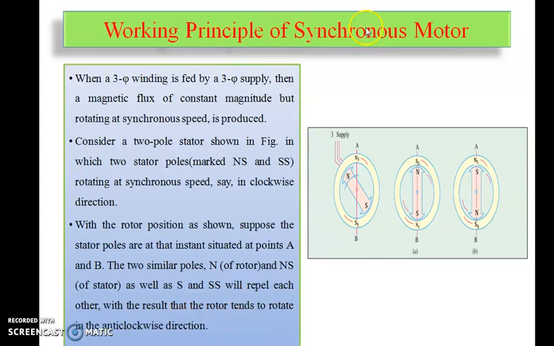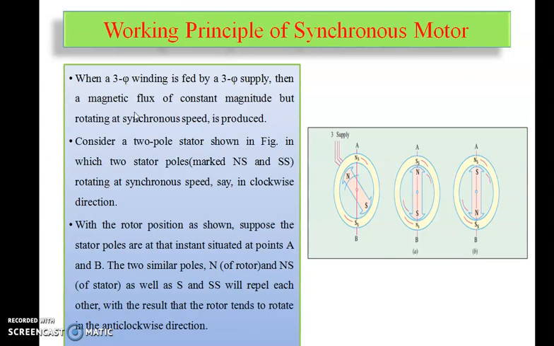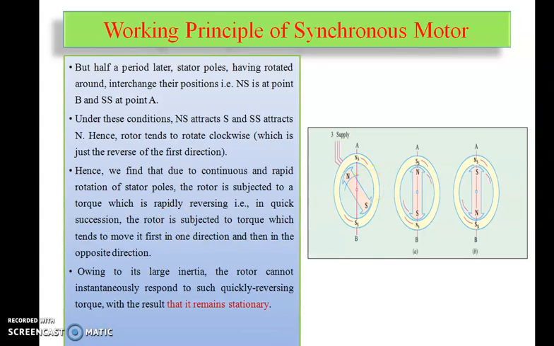As the name suggests, the synchronous motor always runs at synchronous speed, and it has two parts in construction, namely the stator and the rotor. The stator always has the main winding, which is supplied by three-phase AC supply, but the rotor has only the field winding, and it is supplied by DC supply. This DC is supplied to the rotor through a commutator and brush arrangement. With the help of different diagrams, we can see the working principle of the synchronous motor and why it is not self-starting.